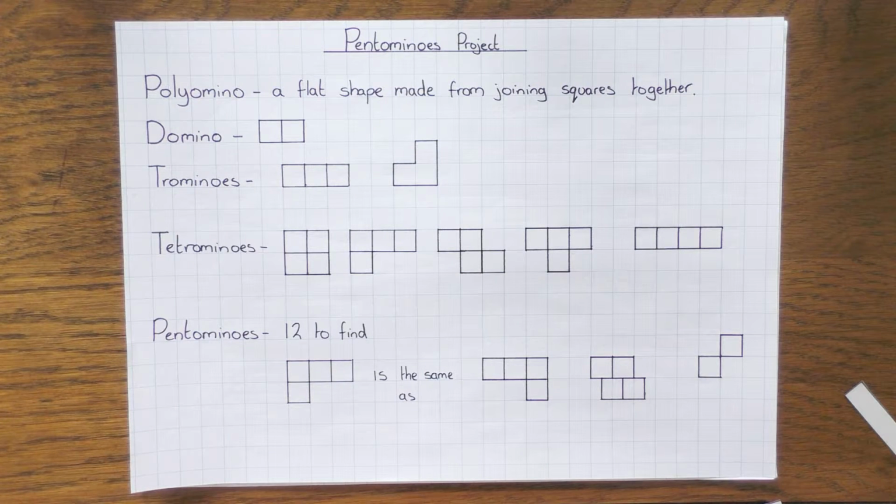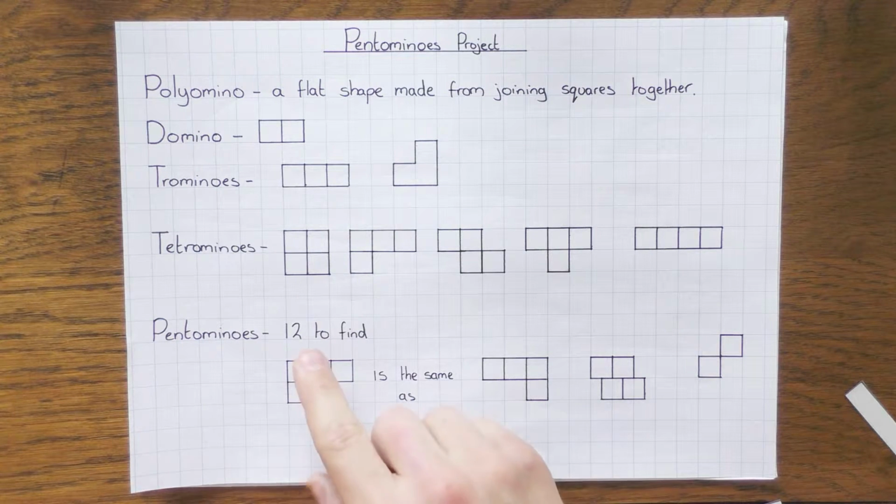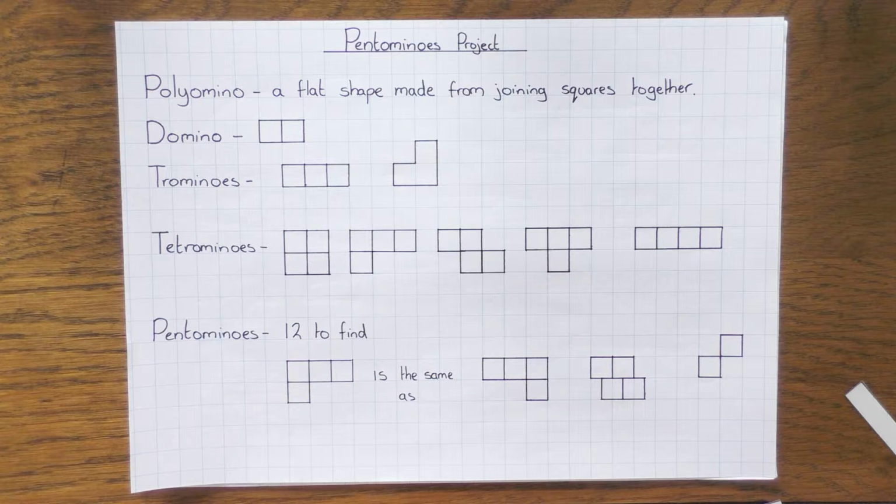Pentominoes. So the pent, from obviously you might have heard of a pentagon, meaning a five-sided shape. Exactly the same thing here. Pent just means that you have five. And that's your first challenge. I would like you, please, to find out what are the 12 pentominoes.